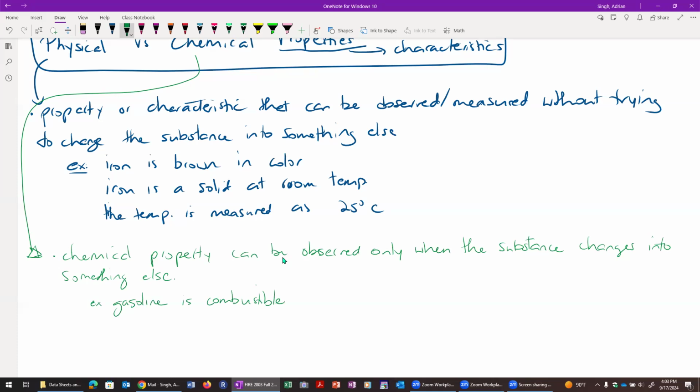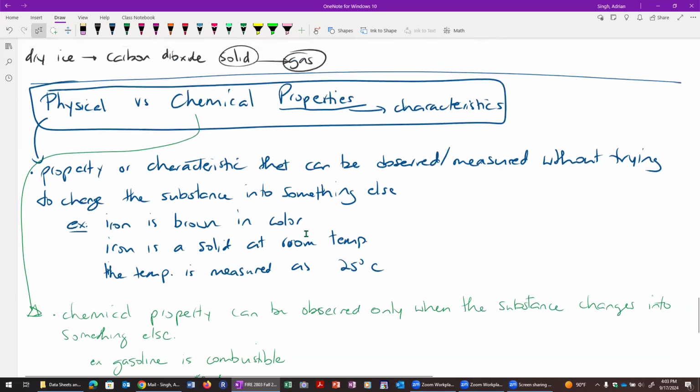We can say that iron corrodes. That's a chemical characteristic of it, and it occurs when iron changes into something else, for example, rust. It undergoes that corrosion process, right? So that's a chemical property, a chemical characteristic of a particular substance. So that's the main difference that we're looking at here.